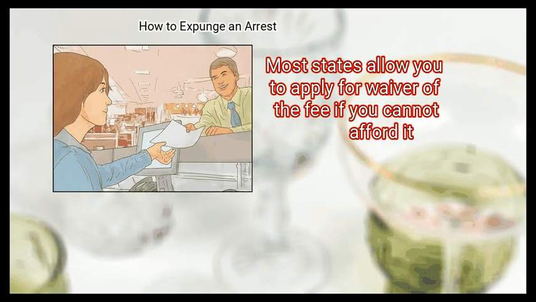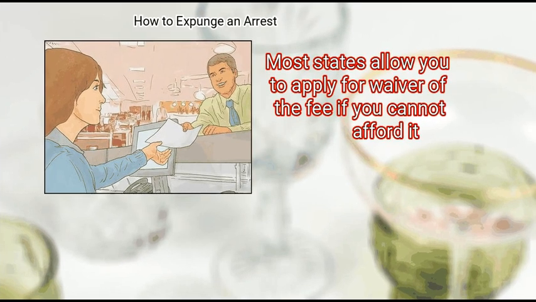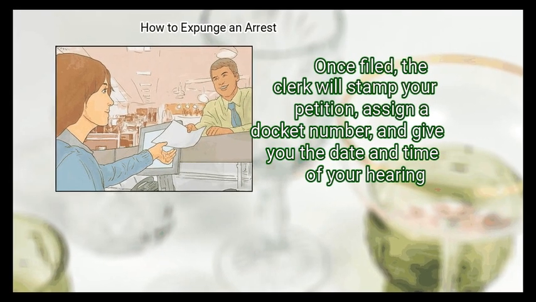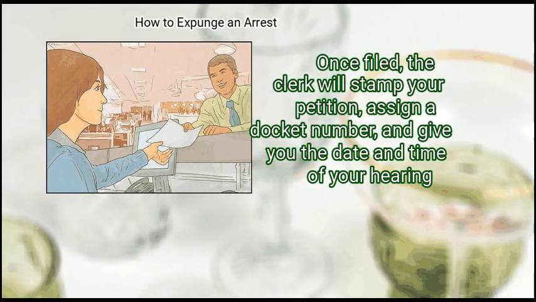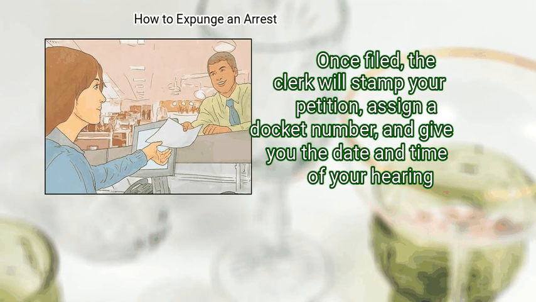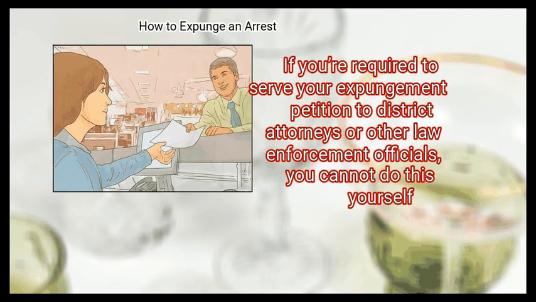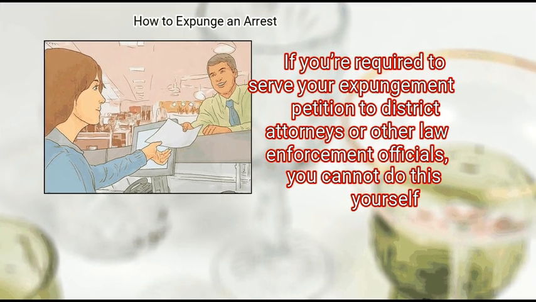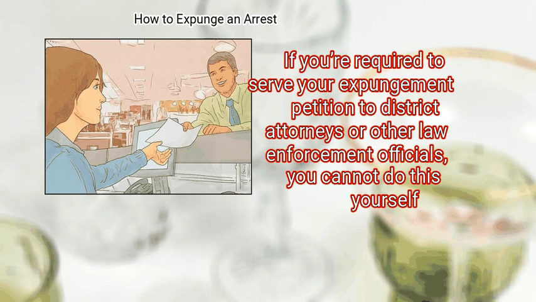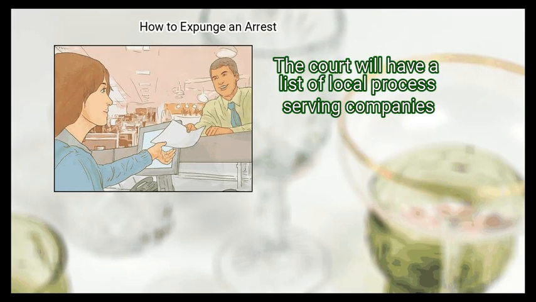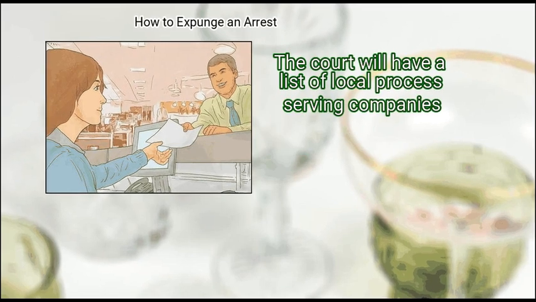Most states allow you to apply for waiver of the fee if you cannot afford it. Once filed, the clerk will stamp your petition, assign a docket number, and give you the date and time of your hearing. If you're required to serve your expungement petition to district attorneys or other law enforcement officials, you cannot do this yourself. The court will have a list of local process serving companies.